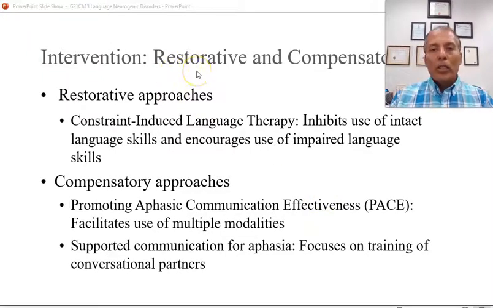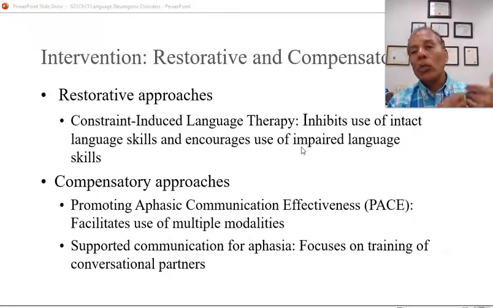There are restorative and compensatory approaches and ways to treat, and a lot of resources online, computerized systems, and also books and kits and so on. The restorative approaches try to focus primarily on the areas that are affected, the skills that are lost or damaged, and they try to focus all the time on repairing, restoring that impaired language. They don't focus as much on what the person has, what the person knows.